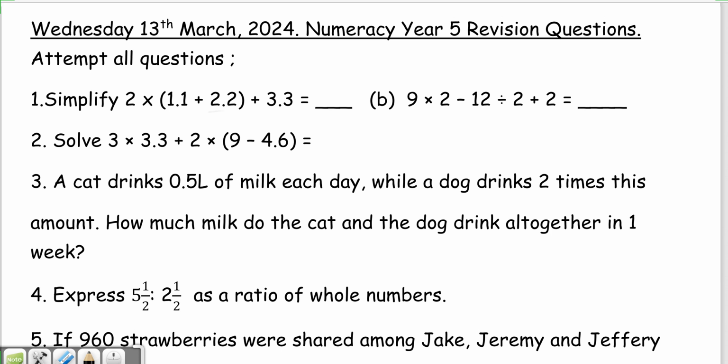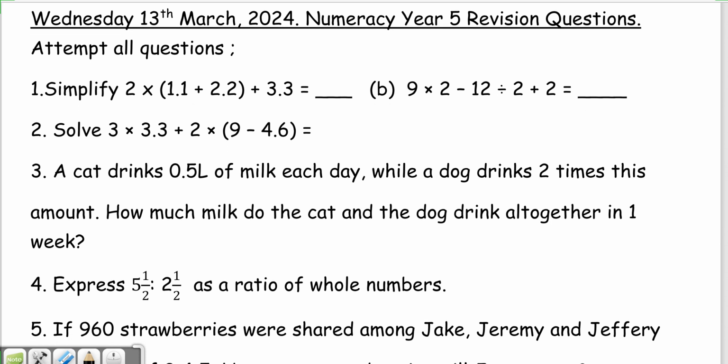According to our rule of BODMAS, we'll do our bracket first. So when we do this first, we have our answer 3.3. So we have 2 times 3.3 plus 3.3. So the next thing we now do, we'll do our multiplication. Then at the end, we'll now add to 3.3 to get our final answer. So that's what we do in number 1A.